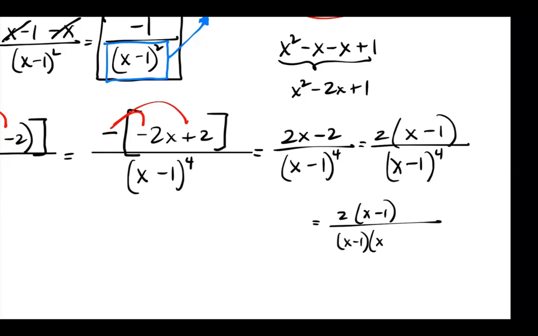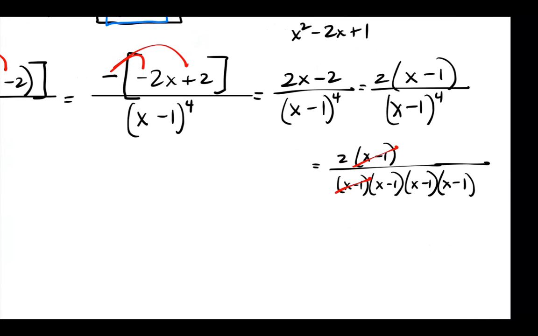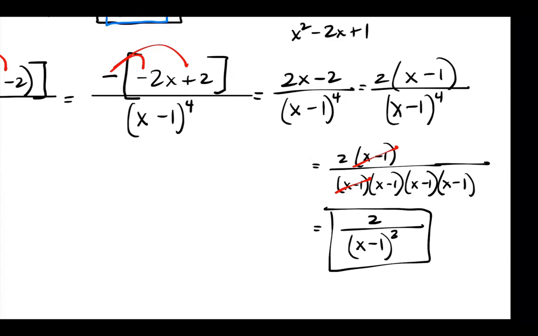X minus 1, X minus 1, X minus 1. Anything to the 4th power just means it's multiplied times itself 4 times, right? That's the definition of to the 4th power. So I can simplify with one of these guys, not the whole thing, just one. So now it's 2 times 1, and I'm left with X minus 1 to the 3rd power. Let me write that 3 a little clearer.